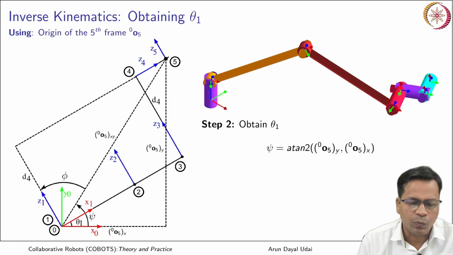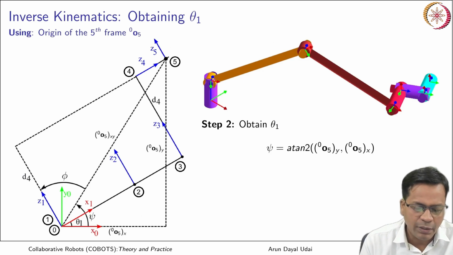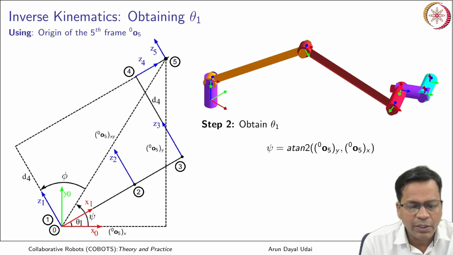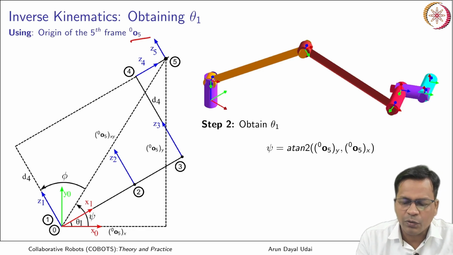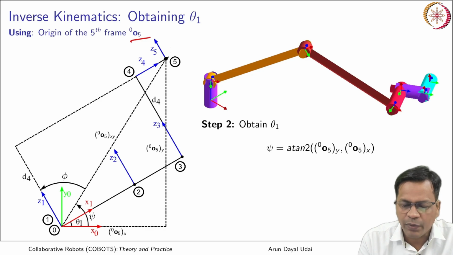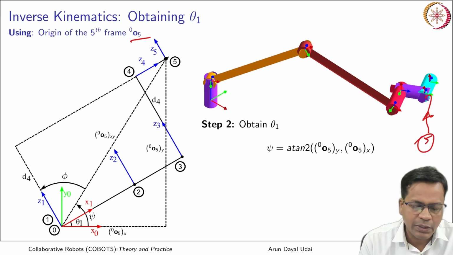Now, step 2. What is given is O_0 O_5, that is, the fifth frame that we have obtained in the previous slide. So, I already know the location of frame 5, that is sitting here. So, this location is known.